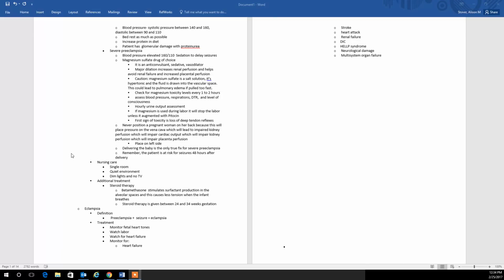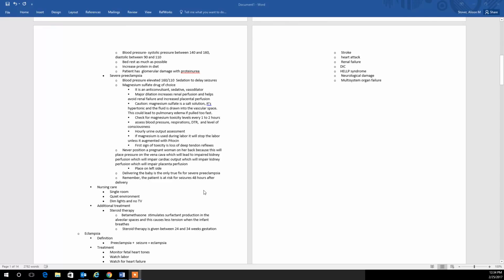Of course, monitor mom and baby, watch for heart failure symptoms, stroke, heart attack, renal failure, DIC, HELLP syndrome, neurological damage, and multi-system organ failure.